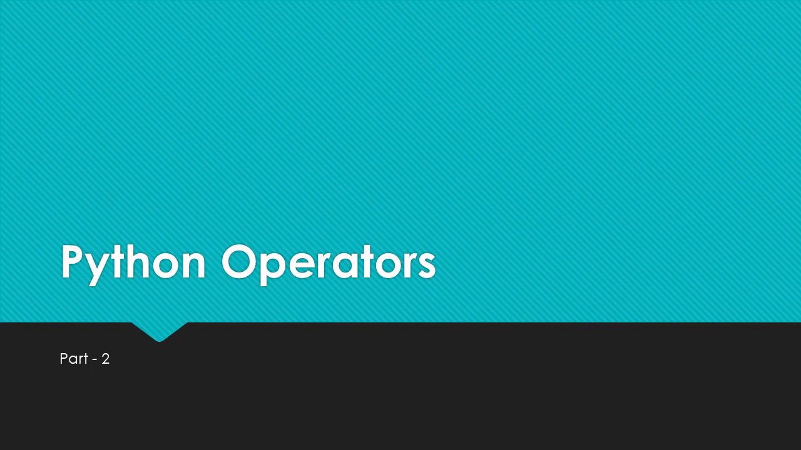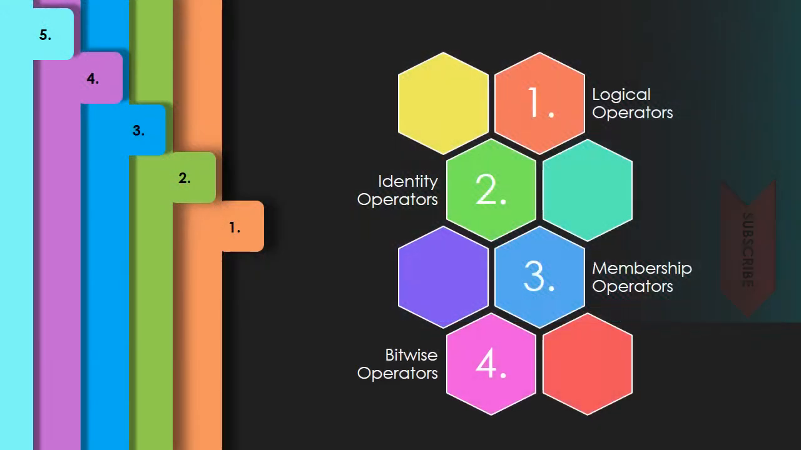In part 1 we learned about the arithmetic operators, assignment operator and comparison operator. Now in this part we are going to learn about the logical operators, identity operators, membership operators, bitwise operator.